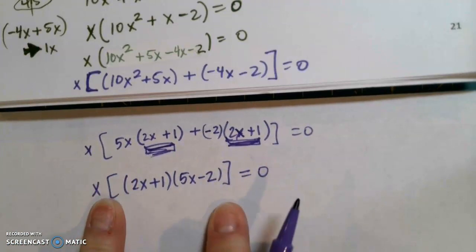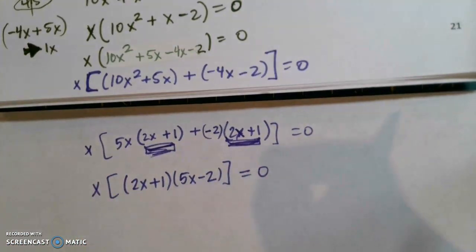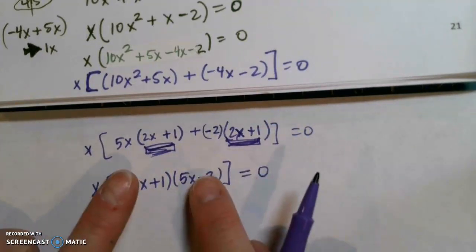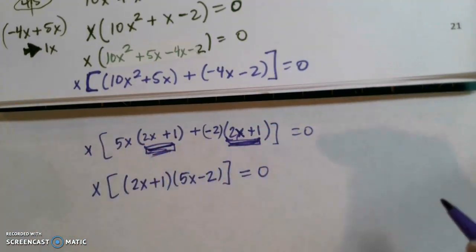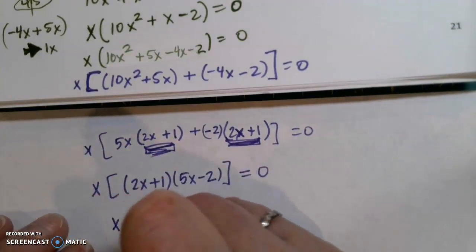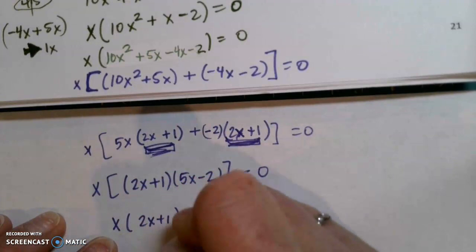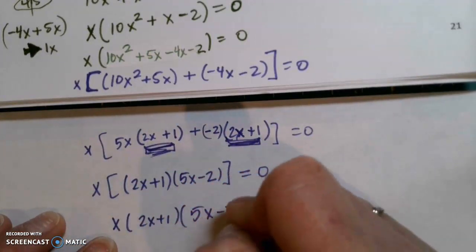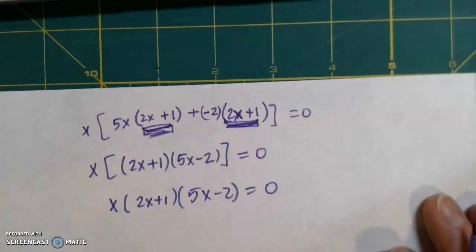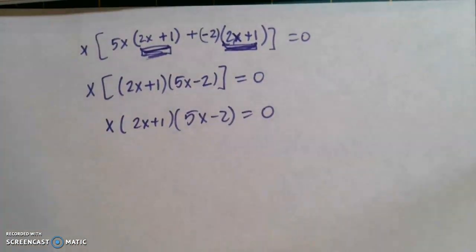Now those square brackets are not necessary. That was just to focus in on what was happening inside there when I had all of these other parentheses going on. So I can drop those and just call this x times (2x plus 1) times (5x minus 2) equals 0. And here we have gotten to all of it factored out.